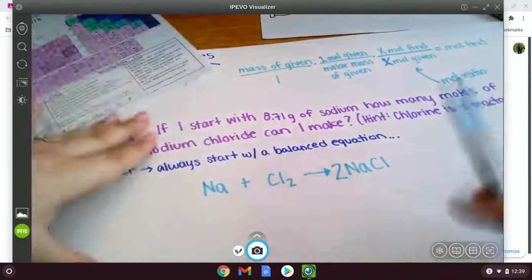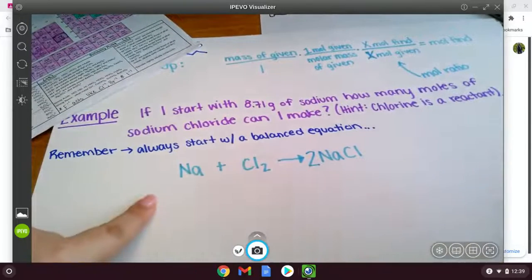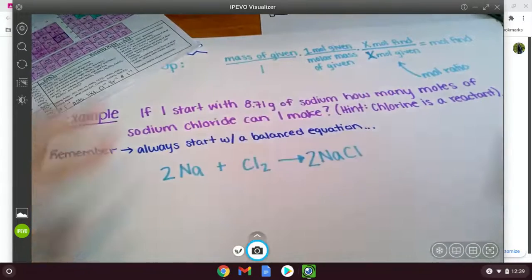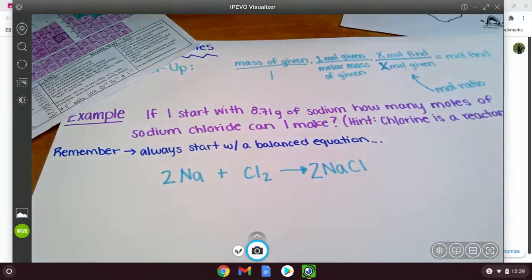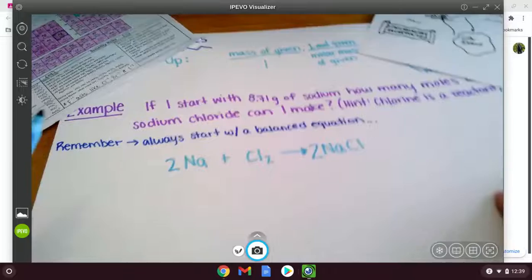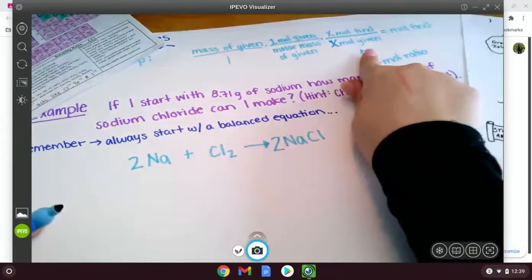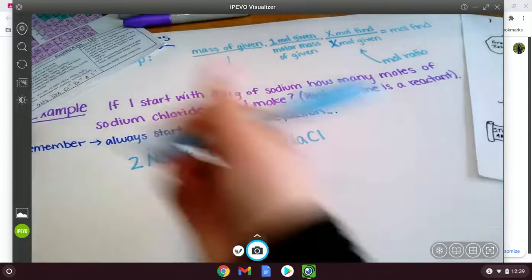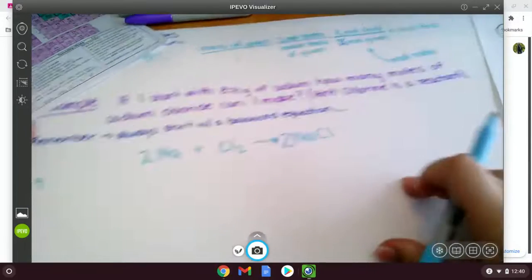So, like I said, I have 2 sodiums on my product side, but only 1 on my reactant side. So I'm going to add a coefficient of 2 here. Okay, so we have our balanced equation. So now it's time to actually do the conversion. So remember, we're going to use this formula setup here. So we're going to start with what's given to us and what we are trying to find.